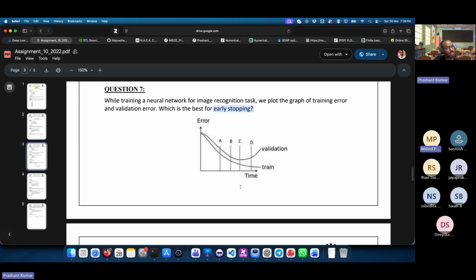Validation means we are giving unknown input, right? Yes, like you have some number of inputs. You have randomly chosen some values from the overall data set and placed them for validation, which were not used in the training set. So after C, the loss is increasing. That means C is the proper time to stop the training. Correct? Yes.